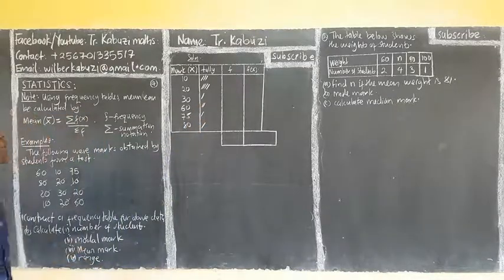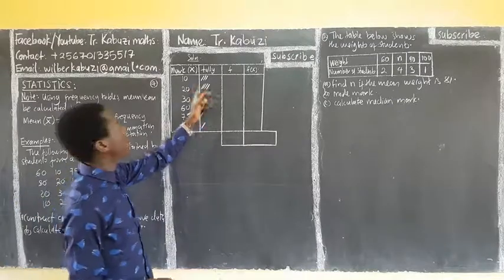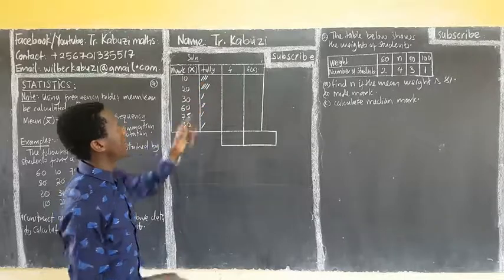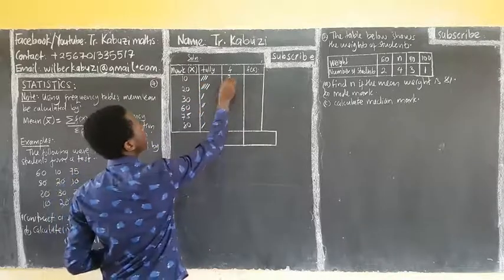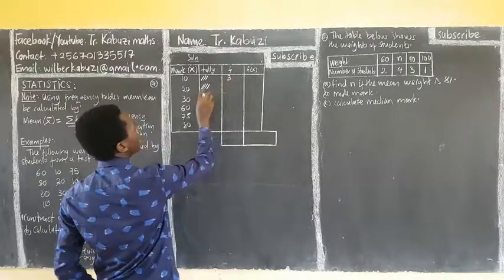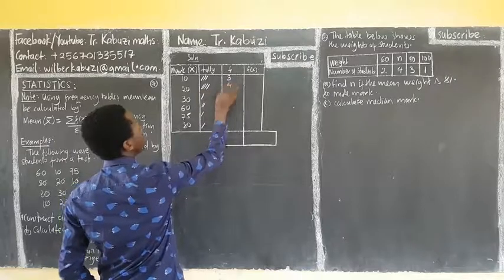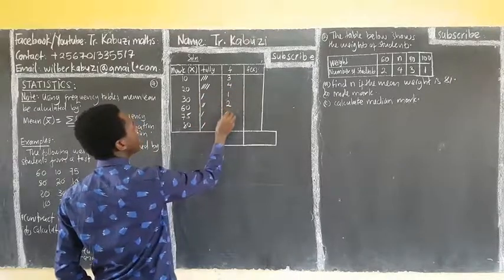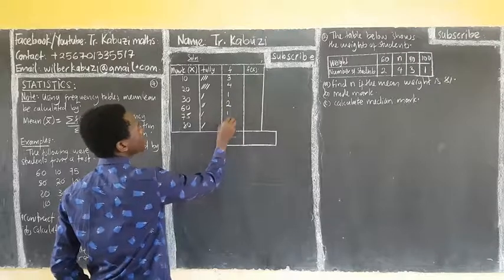Now, how do you get frequency? You get frequency from the tally. So here you just count them: 1, 2, 3. So here the frequency is 3. Here they are 4: 1, 2, 3, 4. Here it's 1. This is 2, 1, 1.